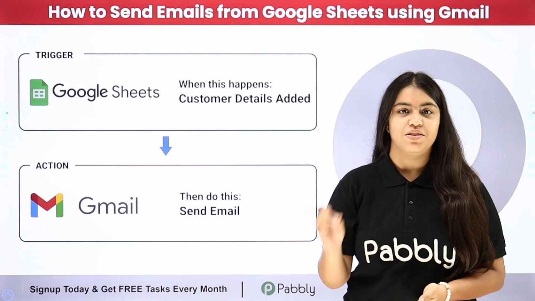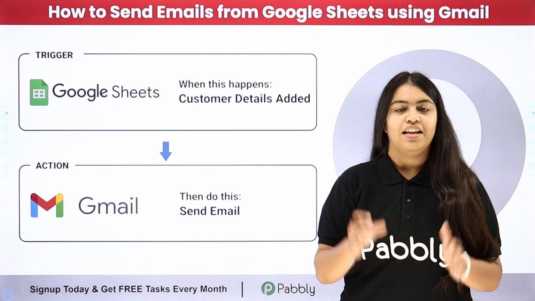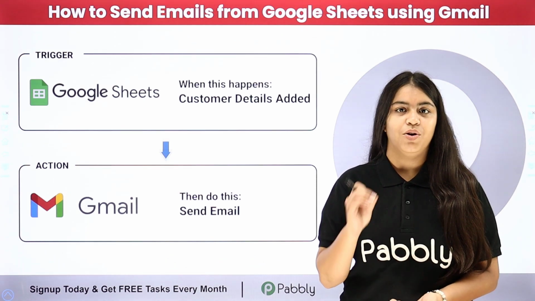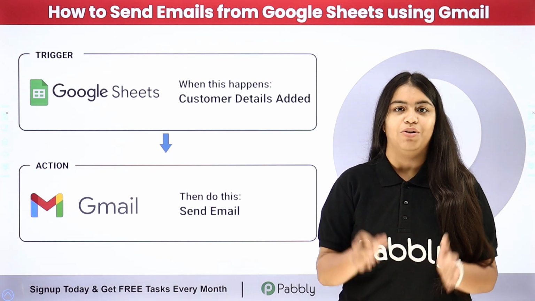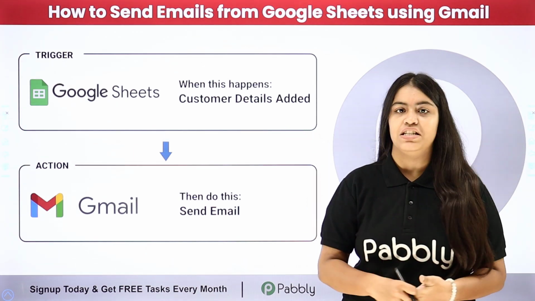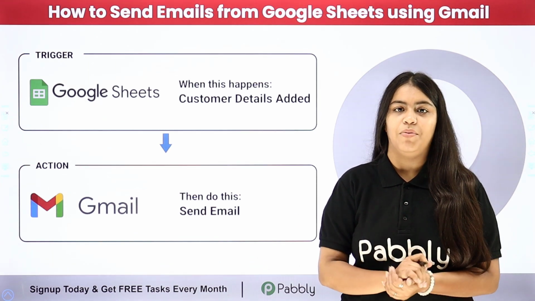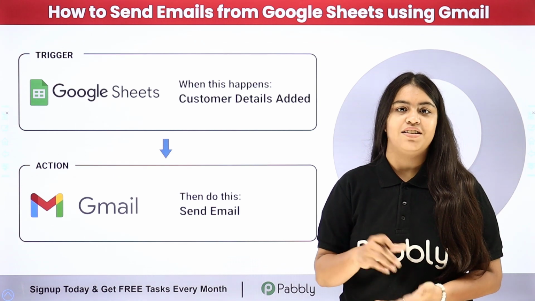So here I'm running a store specializing in organic skincare products, and we are recently launching a new product and I want to inform all of my loyal customers about it. I have the details of all the loyal customers in a single spreadsheet, and now I want to send an automated email to all the customers informing them about the new product launch and also sending them discount coupons.